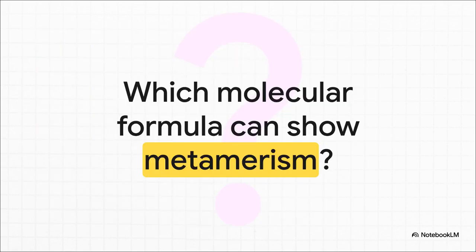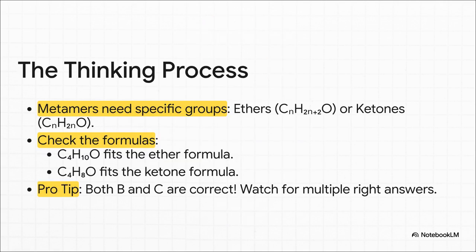All right, let's put this into practice. Here's a question straight from a typical exam. We've got 3 options. Now, how do we figure this out without painstakingly drawing every single possible structure? We need a shortcut. And this is where the strategy really shines. Instead of just guessing, we use general formulas. We know the formula for an ether is CnH2n+2O, and for a ketone, it's CnH2nO.